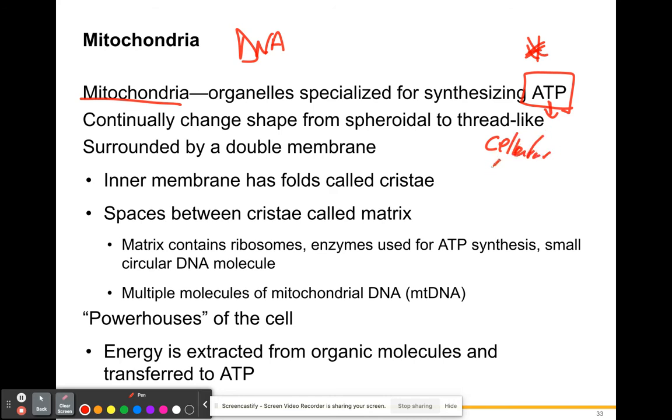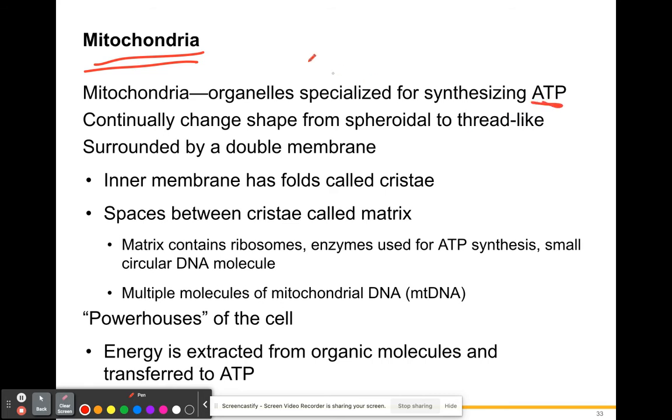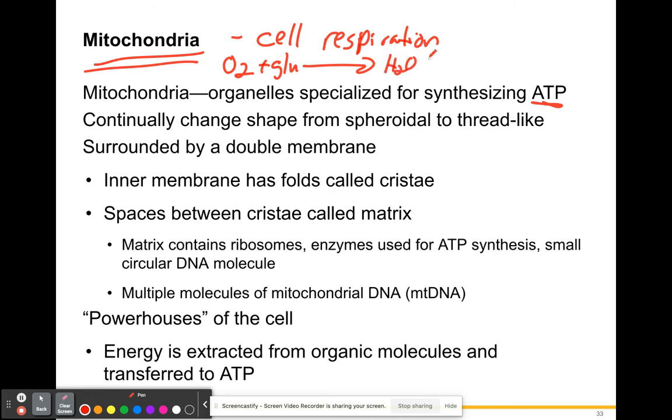Cellular energy. If you take away ATP, the cell dies, right? You can't live without ATP. And the mitochondria is responsible for making ATP through a process called cell respiration, or cellular respiration. What the mitochondria does is it takes oxygen that you breathe and glucose or food that you eat, and in a very long, complicated process, it spits out water as a waste, spits out carbon dioxide as a waste, and it produces ATP, which you use for energy. And that's really all I need you to know about that.